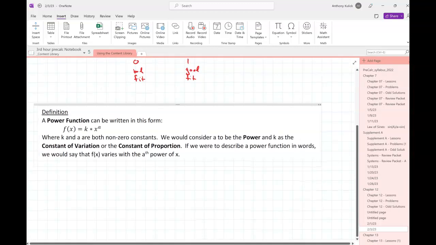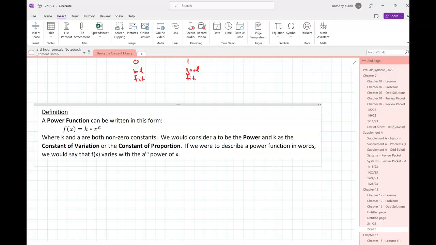So a power function is just something that can be written in the form f of x equals k times x to the a. Now you might say, Mr. Kulik, that looks like a polynomial, right? What the heck is the difference? Well, here's the difference. The a in a power function is any non-zero real number. So in a power function, that a can be a decimal, it can be negative, it could be a fraction, but it can't be those things if it's a polynomial, right? So the exponent can be decimals and fractions and negatives, in which a polynomial can't. Everybody's okay with that?